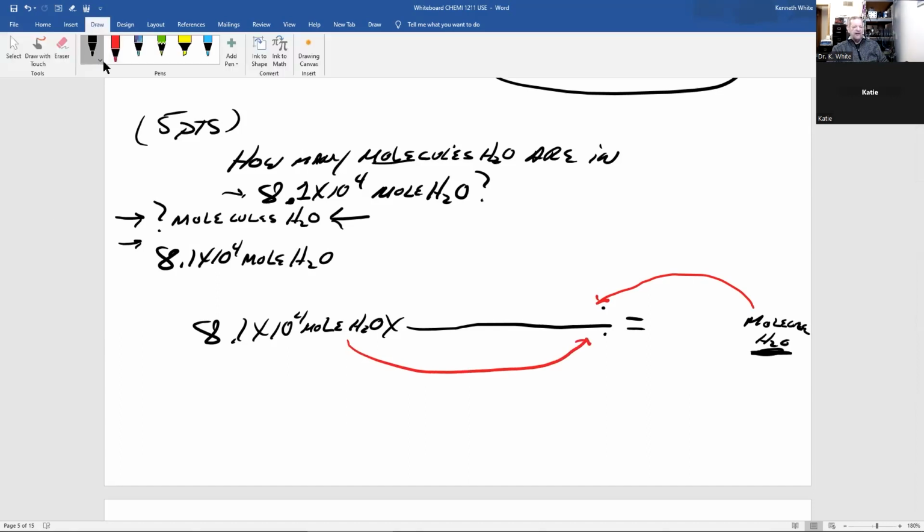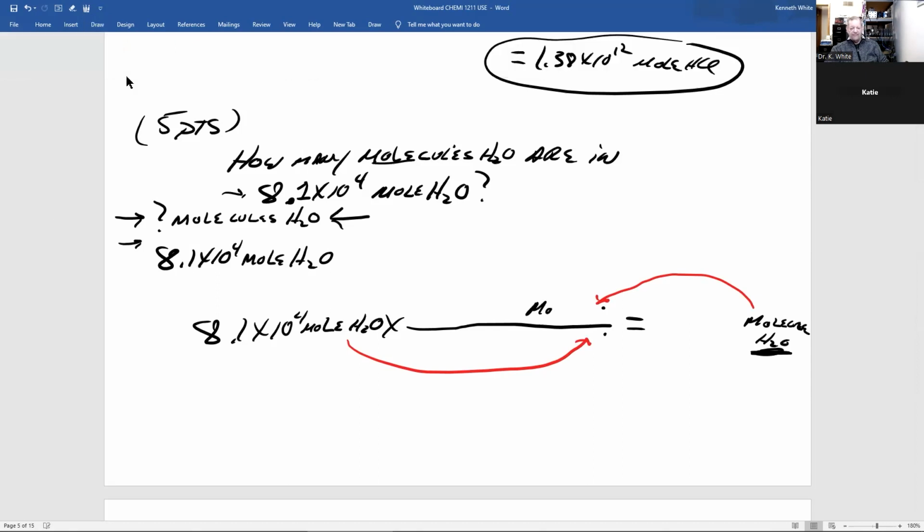And now I'll write those in. And that's all I've done. Trying to get the molecules of water, so I wrote it on top of the ratio. I want to get rid of moles of water. I don't want that in my units and my answer. So I go that underneath. Now, where do I get these numbers? Well, where do I find a relationship between moles of a compound and molecules of a compound?